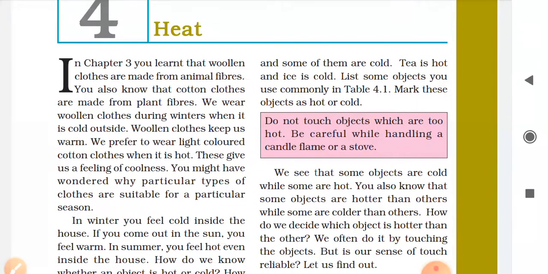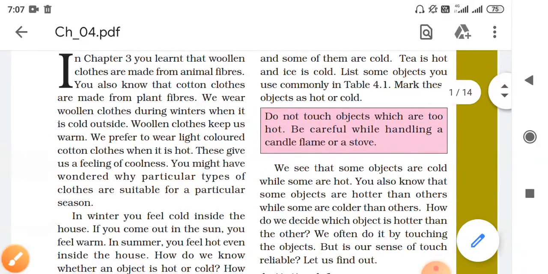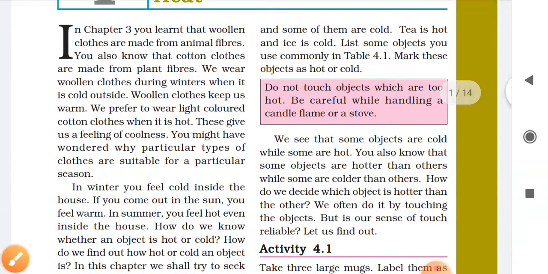We prefer to wear light colored cotton clothes when it is hot. गर्मियों में हम light colored cotton clothes पहनते हैं, जैसे कि यहाँ पर मेंशन किया गया है. This is a light colored cotton cloth we wear in hot weather. So we wear clothes according to the environment and weather, whichever suits us and is comfortable to us. On that comfort we wear the clothes.